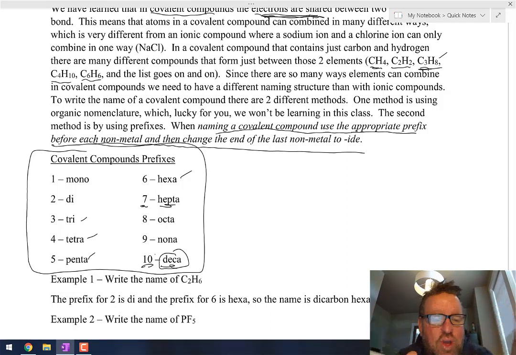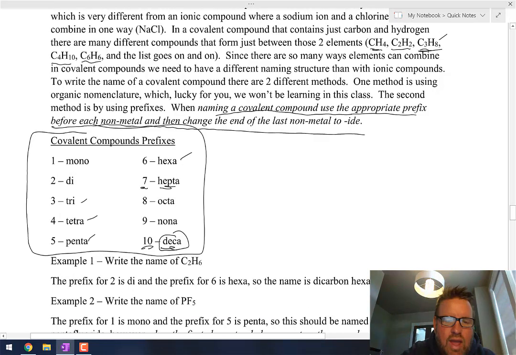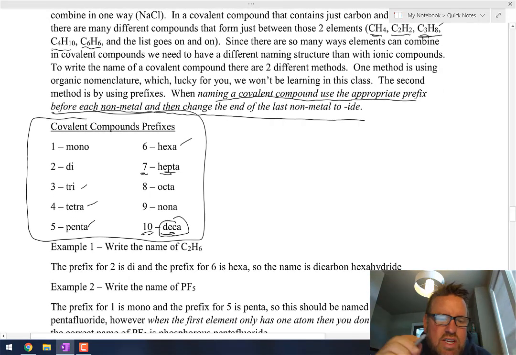So, how do you use those prefixes? Let's look at our first example. It says write the name of C2H6. We know C is carbon and H is hydrogen. So it's going to be carbon, and the hydrogen, remember, change the ending to IDE. So it's going to be carbon hydride. Don't do hydroxide, because remember, hydroxide was back with our ionic compounds.